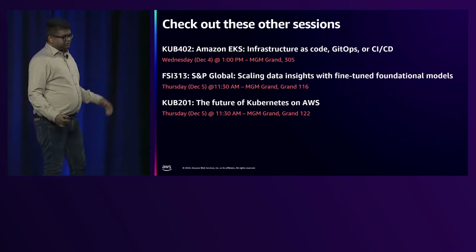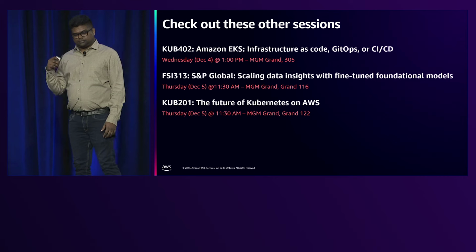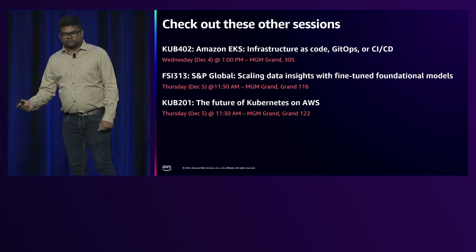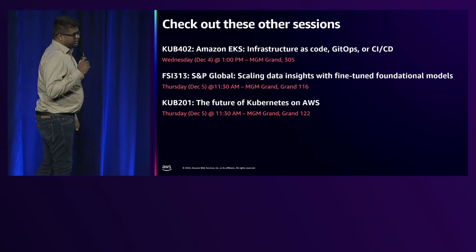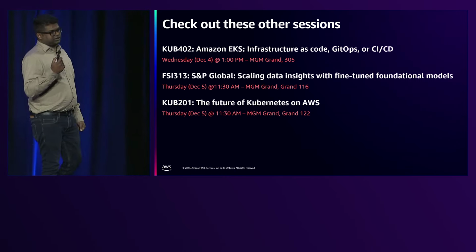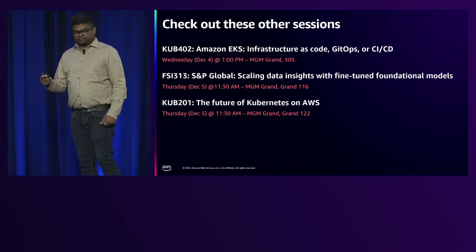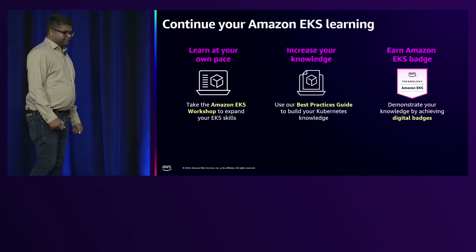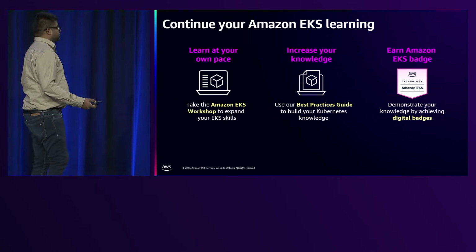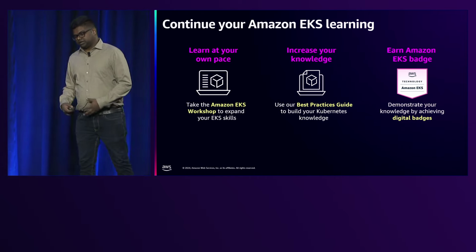With that, we have almost come to the end. There are some interesting sessions coming up with EKS: an Amazon EKS infrastructure as code and GitOps session, and an interesting session from S&P Global, who have implemented GenAI on EKS and are scaling to meet millions of inference requests per week using that setup. We also have the future of Kubernetes on AWS session coming up tomorrow that you can check out. You can continue your Amazon EKS learning through resources available out there, through workshops, digital badges, and best practices guides as well.